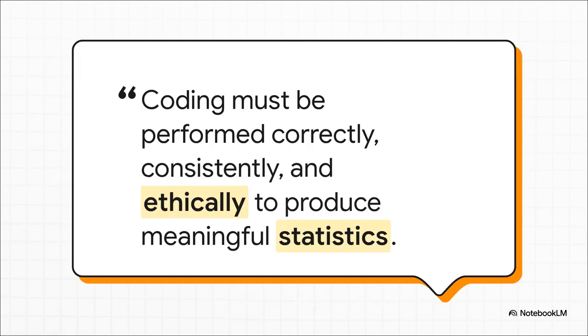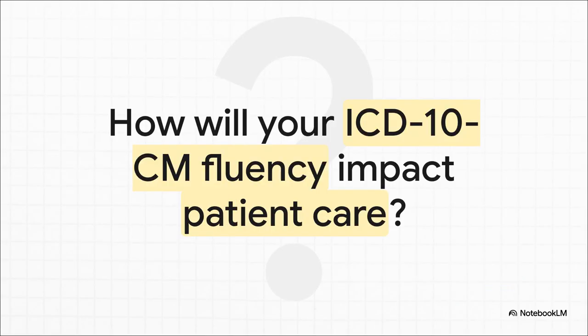Which really brings us back to why all these rigid rules exist in the first place. As our source notes, coding must be performed correctly, consistently, and ethically to produce meaningful statistics. Our meticulous translation work, adhering to every single convention, every bracket, and every excludes note directly impacts the integrity of global healthcare data. So, what does this all mean for you?